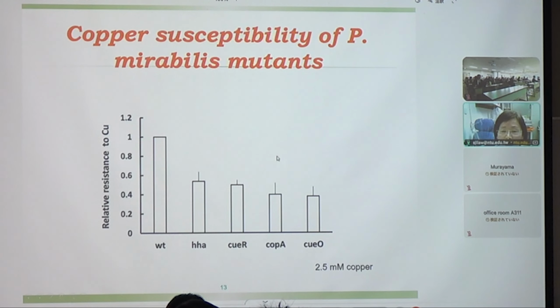So firstly, we confirm the copper susceptibilities of these isolated mutants. And we can see all the mutants, including the CueR, CopA and CueO mutants, exhibit decreased survival upon exposure to copper of 2.5 millimolar.